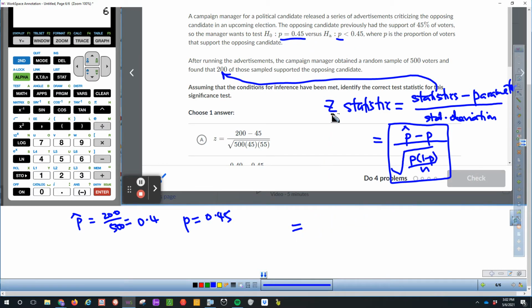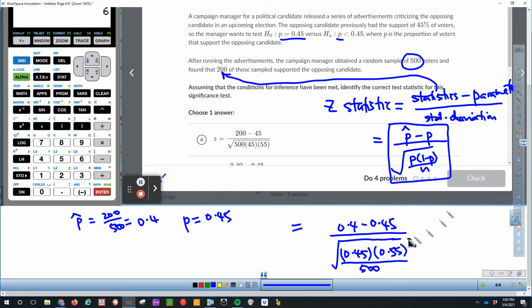So how do we find the z statistic? Now we put everything together. So 0.4, because p hat is 0.4, minus 0.45. And we do not need to work it out because look at the options. It doesn't need us to work it out. It just wants us to put things together to see if it works. 0.45 times 1 minus 0.45, which is 0.55, divided by, and the sample size here is 500, right?